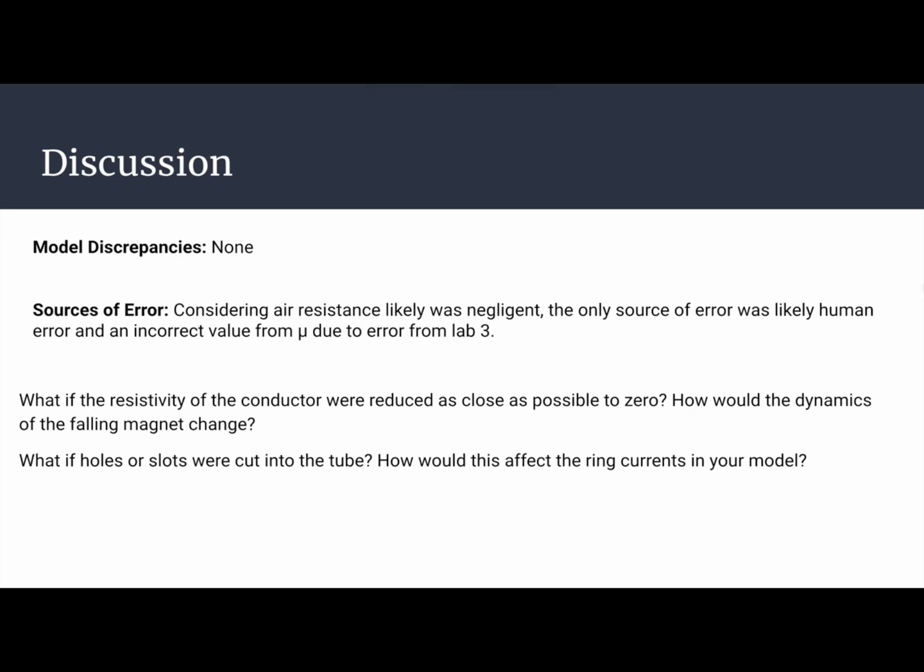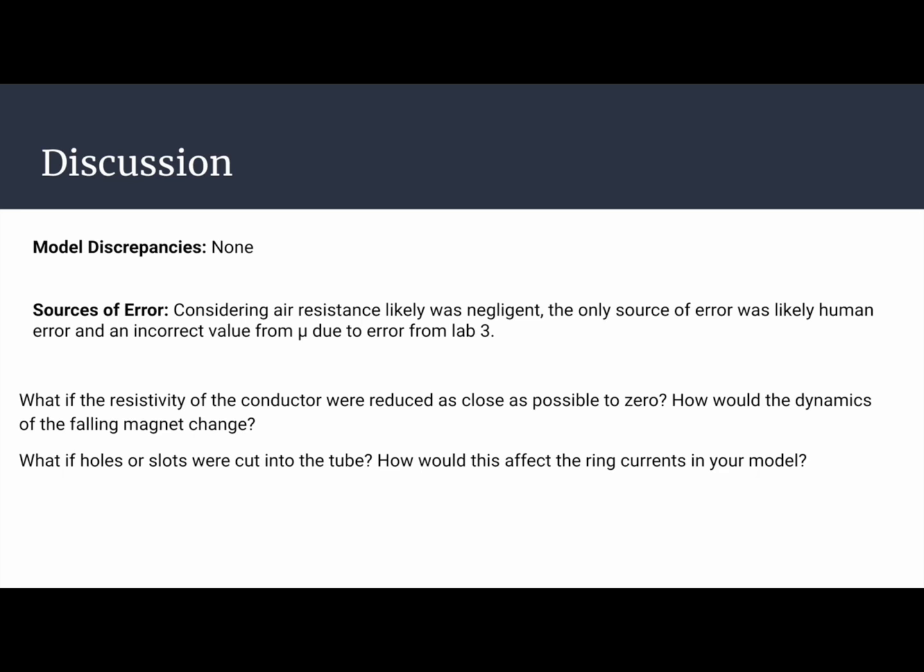What if the resistivity of the conductor were reduced as close as possible to zero? How would the dynamics of the falling magnet change? If this were the case, due to Ohm's law, the induced current in the aluminum tube would be much greater, thus creating a much greater magnetic force on the magnet and possibly counteracting gravitational force altogether and preventing the magnet from falling.